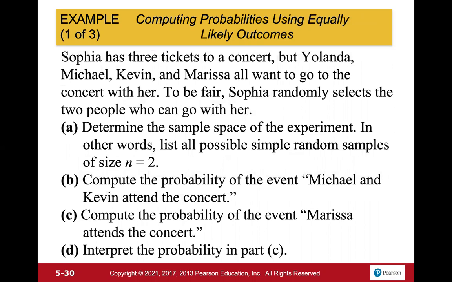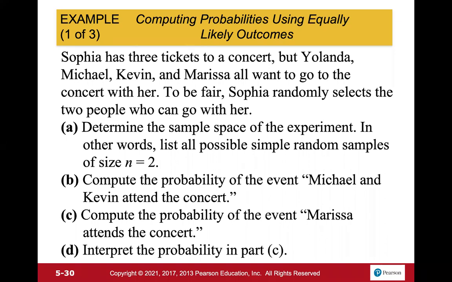Okay, so looking at this, Sophia has 3 tickets to a concert, but Yolanda, Michael, Kevin, and Marissa all want to go to the concert with her. To be fair, Sophia randomly selects 2 people who can go with her. A, determine the sample space of the experiment. In other words, list all possible simple random samples of size 2. Part B, compute the probability of the event that Michael and Kevin attend the concert. C, compute the probability of the event Marissa attends the concert. And D, interpret the probability of C.